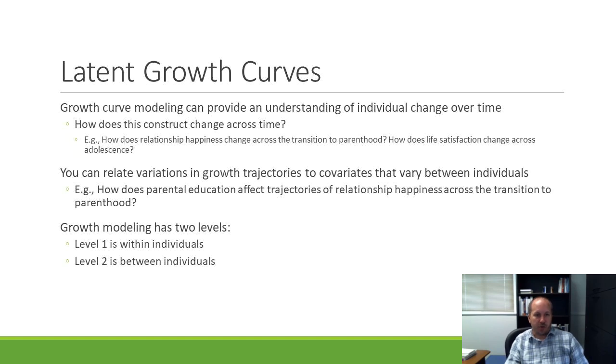When we're talking about latent growth curve modeling, we're really asking how this changes across time. For example, how does relationship happiness change across the transition to parenthood? How does adolescent alcohol use change across adolescence while accounting for parent-child conflict? And that second piece is that you can relate variations in growth trajectories to covariates. So how does parental education affect trajectories of relationship happiness across the transition to parenthood? The better example here is, how does parent conflict affect the trajectories of adolescent alcohol use across adolescence?